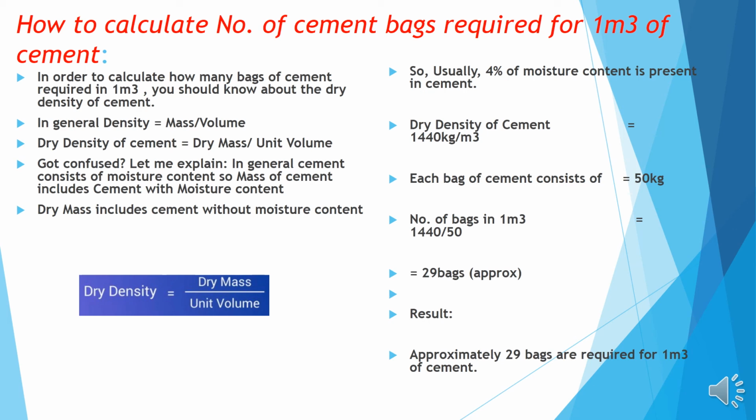Dry mass includes cement without moisture content. Dry density is equal to dry mass divided by unit volume. Usually, 4% moisture content is present in cement. Dry density of the cement is 1440 kg per cubic meter. Each bag consists of 50 kg. Number of bags in 1 cubic meter is 1440 divided by 50, which makes 29 bags. So, approximately 29 bags are required for 1 cubic meter.